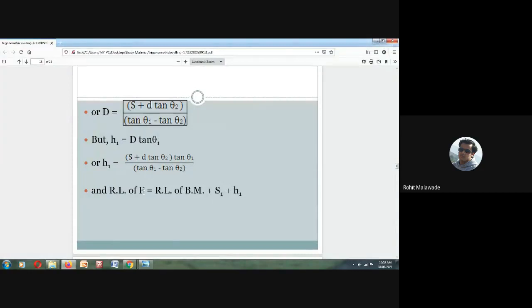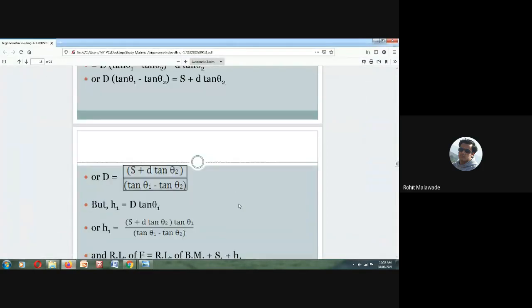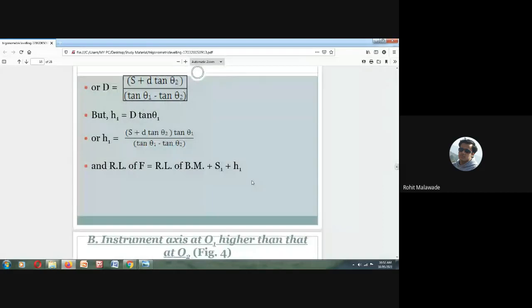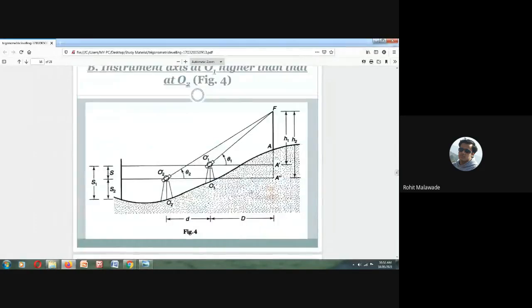So the overall height, the RL, can be given as the RL of benchmark plus S1 plus H1. If we want this particular height, RL of benchmark plus S1 plus this particular height H1. So if we want the point F, it is the benchmark reading plus your S1 reading plus H1. This is how we will be solving the problem.